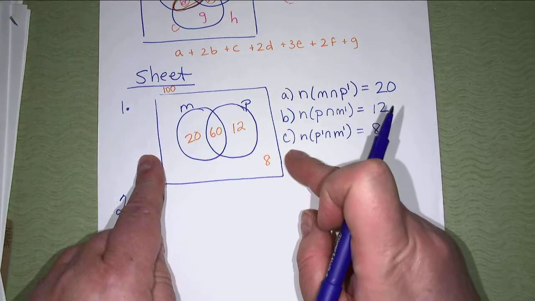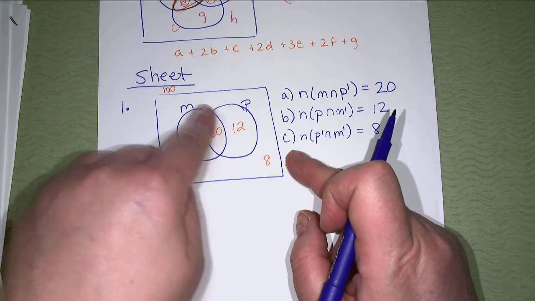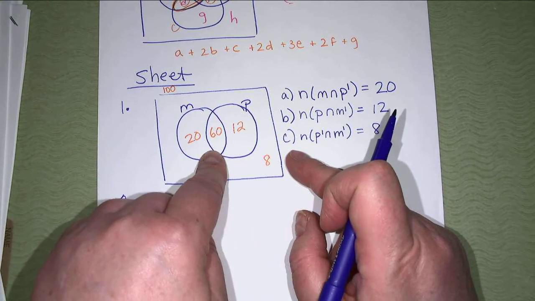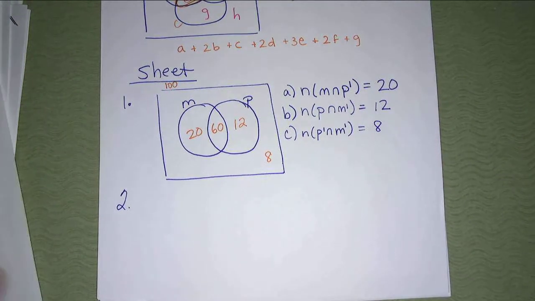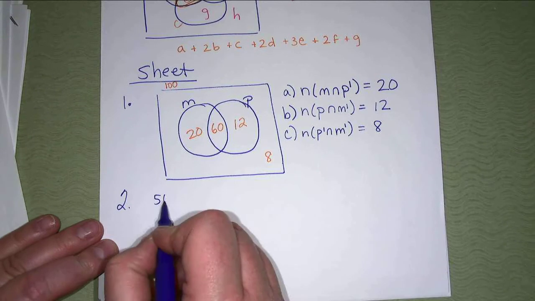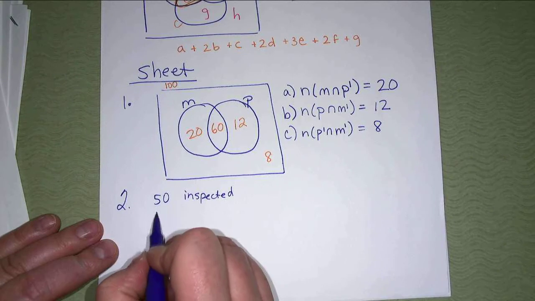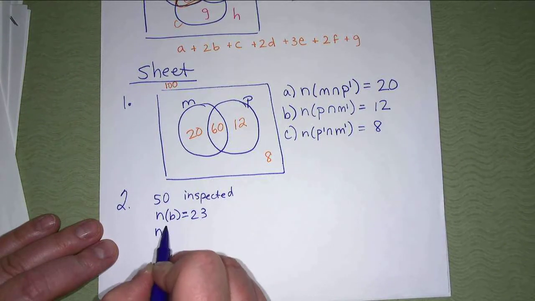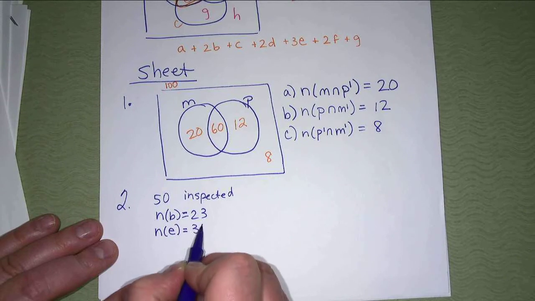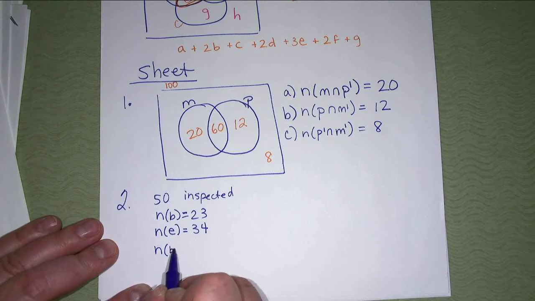But if they don't give you your center, if they just give you that the mushrooms were 80, you don't know how to split it up. So that's when the formula comes in handy. So this second one, it says there were 50 cars altogether inspected. 23 needed new brakes, so the number that needed brakes was 23. And the number that needed a new exhaust system was 34. And how do you write neither? Not brakes and not exhaust is 6.